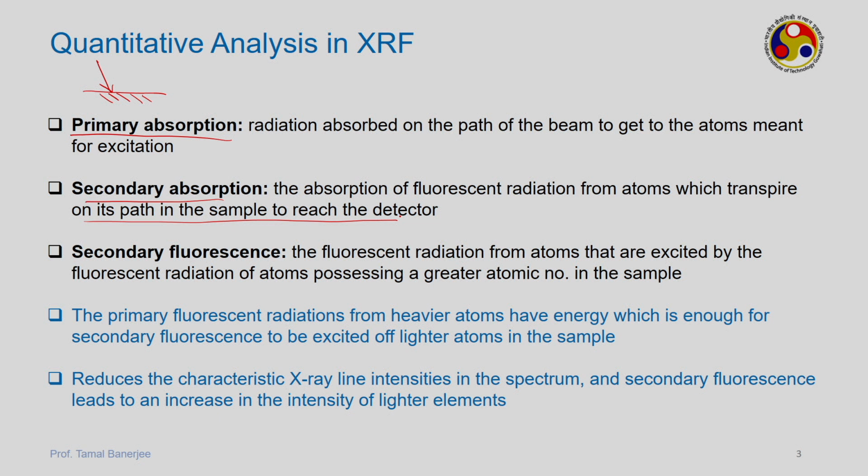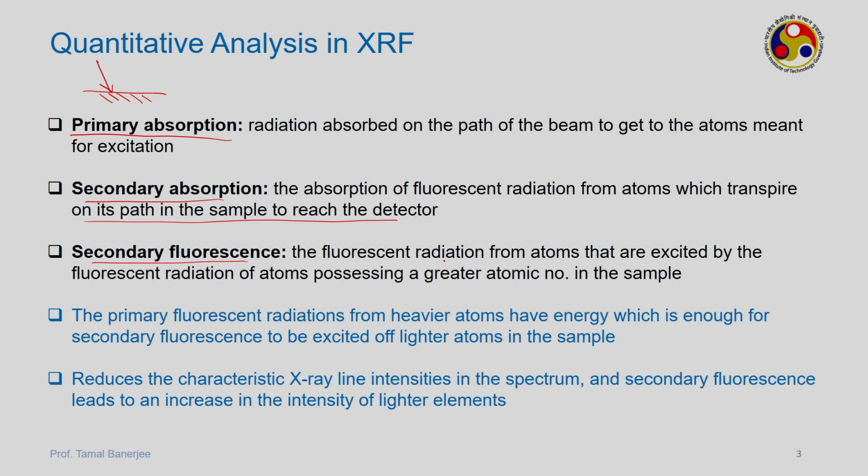Secondary means that the energy coming out from the sample is able to excite other, lower atomic weight atoms. If they are excited, they will again give some fluorescence radiation. This fluorescent radiation will again get absorbed. So, these are secondary absorption. Then there is secondary fluorescence.